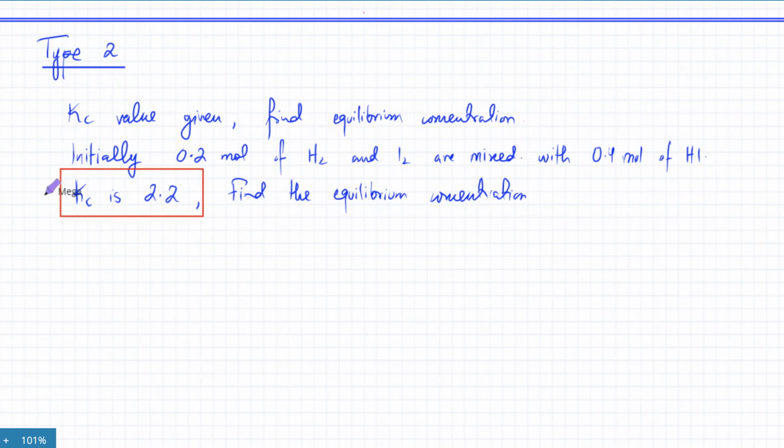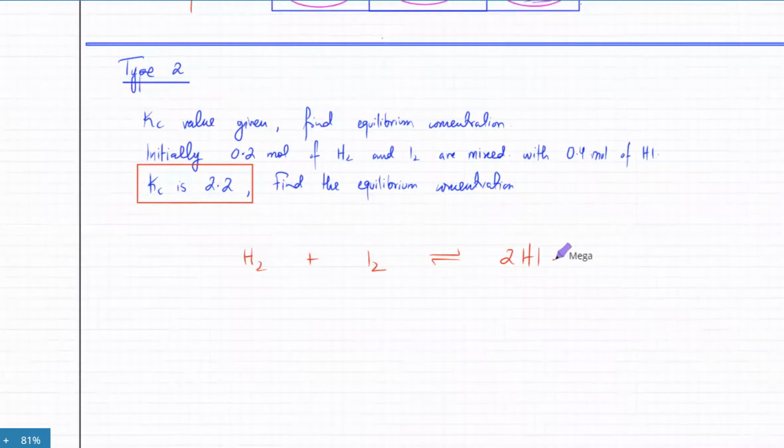So it's exactly the same table that you're going to make. Everything would be exactly the same, but everything would be happening in reverse. So you have H2 and I2 reacting, and these things are in equilibrium with 2HI. Let's say that reaction is already given in the question.